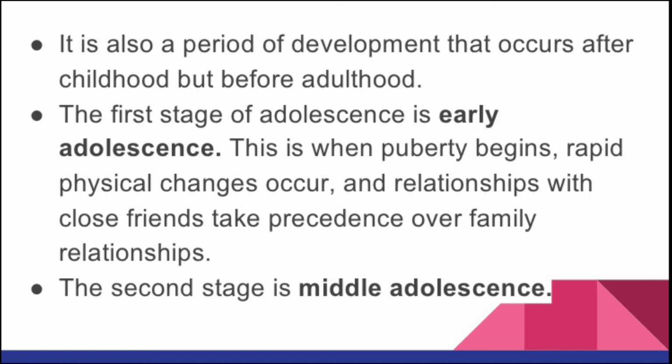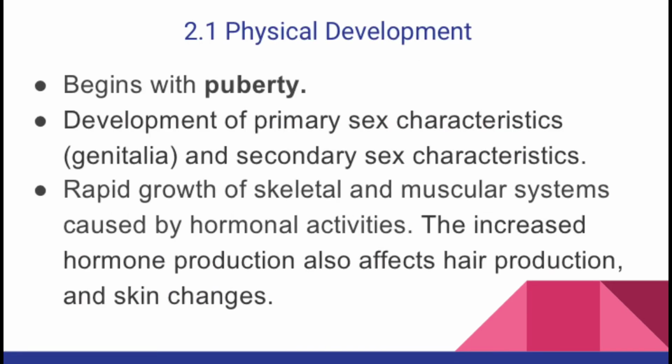The first stage of adolescence is early adolescence. This is when puberty begins, rapid physical changes occur, and relationships with close friends take precedence over family relationships. The second stage is middle adolescence. Physical development. It begins with puberty. Development of primary sex characteristics, genitalia, and secondary sex characteristics. Rapid growth of skeletal and muscular systems caused by hormonal activities. The increased hormone production also affects hair production and skin changes.